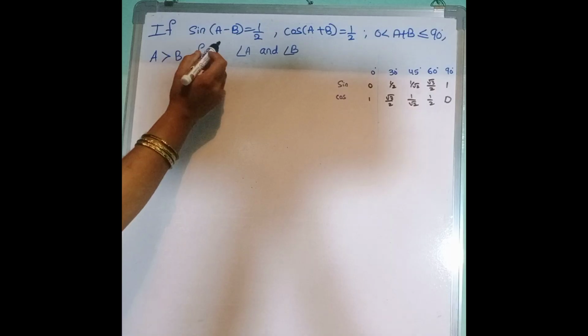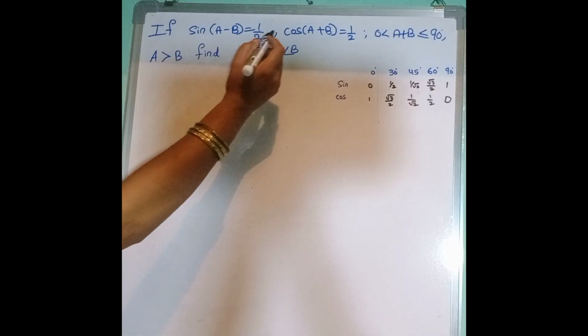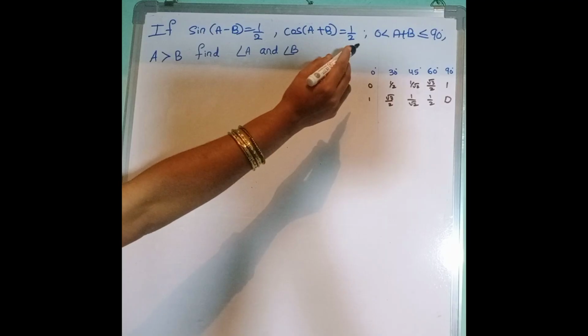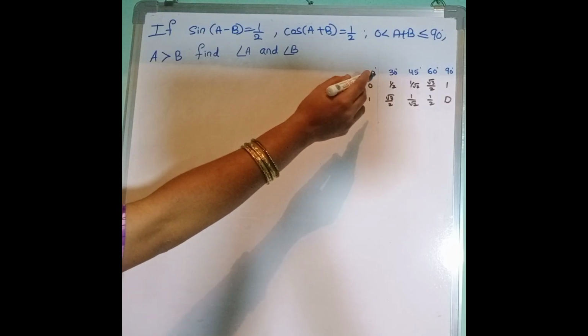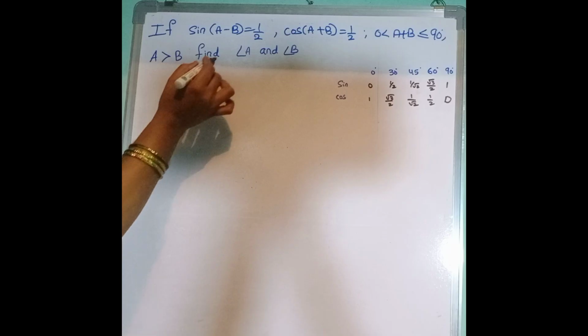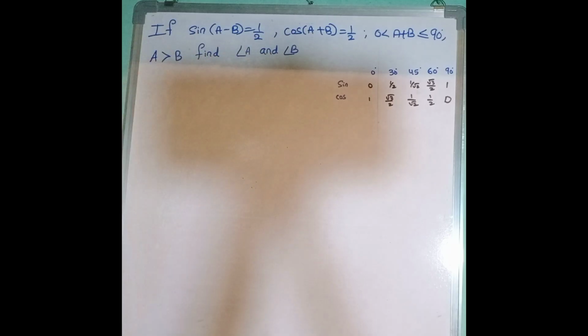If sine of A minus B is equal to 1 by 2, cos of A plus B is equal to 1 by 2, 0 is less than A plus B is less than or equal to 90 degree, A is greater than B, then find the angle A and angle B.